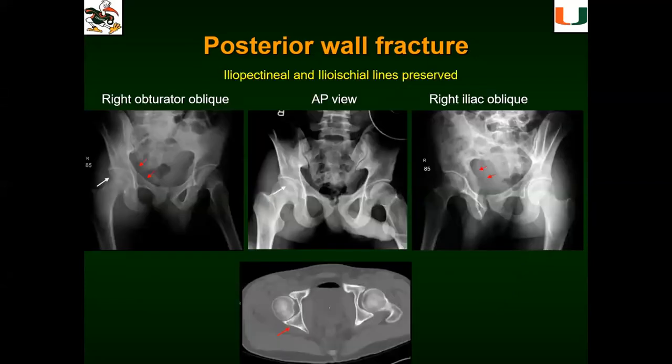And so here's your classic posterior wall fracture. When you look at your Judet views, you have preservation of the iliopectineal and ilioischial lines. On that frontal AP view, you can see that the most lateral wall is disrupted. These tend to be the ones that we most commonly miss in clinical practice.